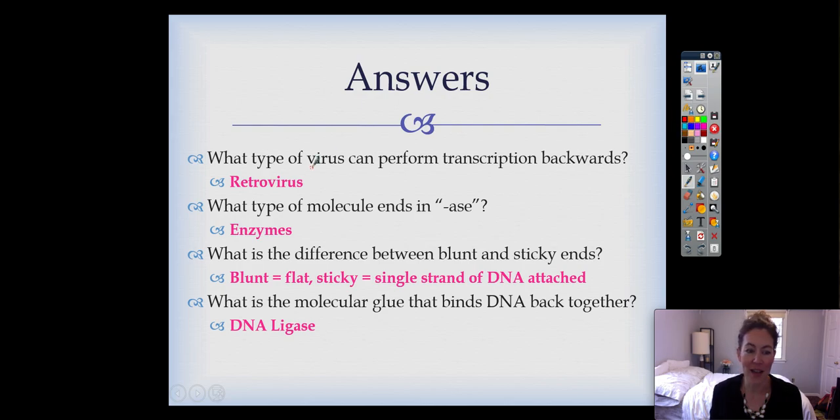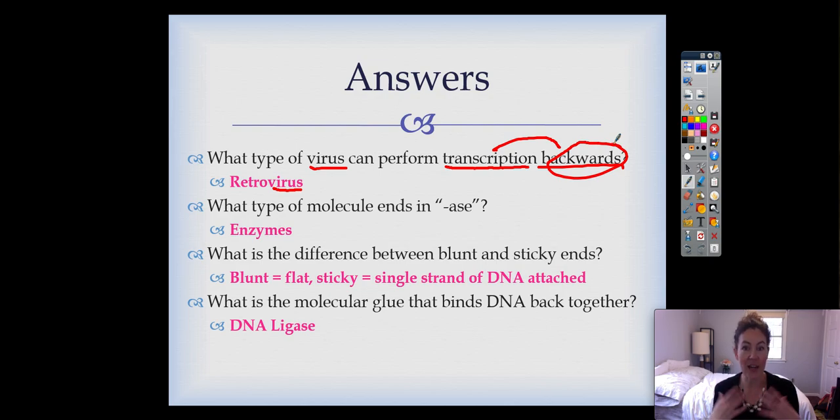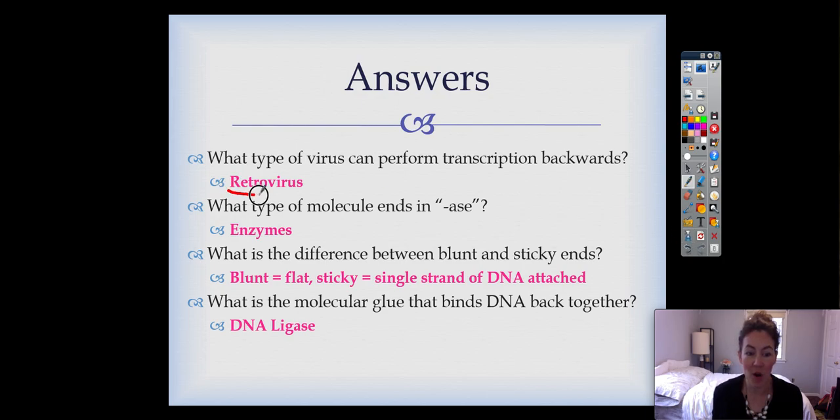So first off, the first question, what type of virus can perform transcription backwards? We're looking for a little virus, so we know virus is going to be in the name. This was when those viruses took their RNA and used an enzyme called reverse transcriptase, hence the word backwards, to copy their RNA into DNA and incorporate it into the host cell. So the organisms that perform this are retroviruses. Another hint is that R for retrovirus, R for containing RNA as their genetic material.